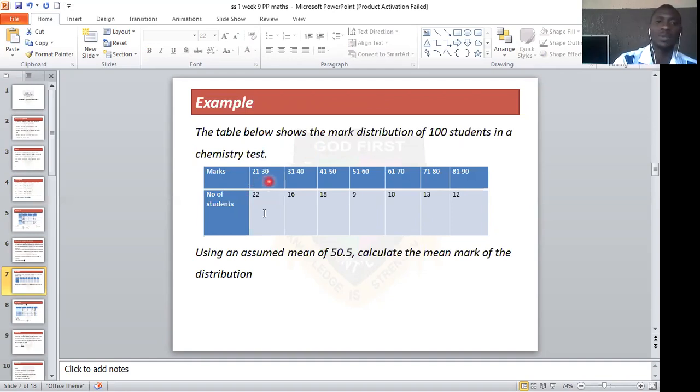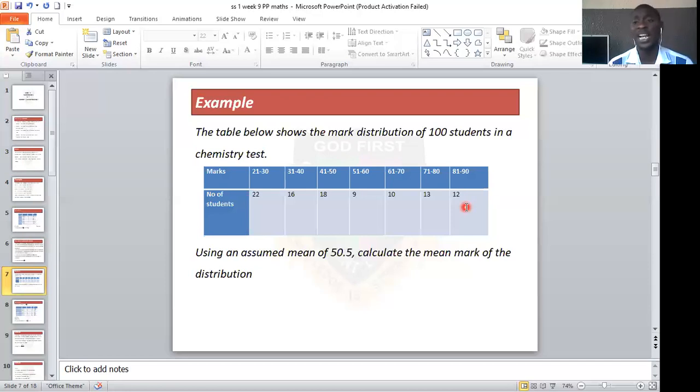21 to 30 is 22 students. That is, 22 students scored within the range of 21 to 30 marks. 16 students scored within the range of 31 to 40. 18 students scored within the range of 41 to 50. 9 students scored within the range of 51 to 60. And that goes to the last one, which is 12 students scoring within the range of 81 to 90. So the question says, using an assumed mean, calculate the mean mark of the distribution.